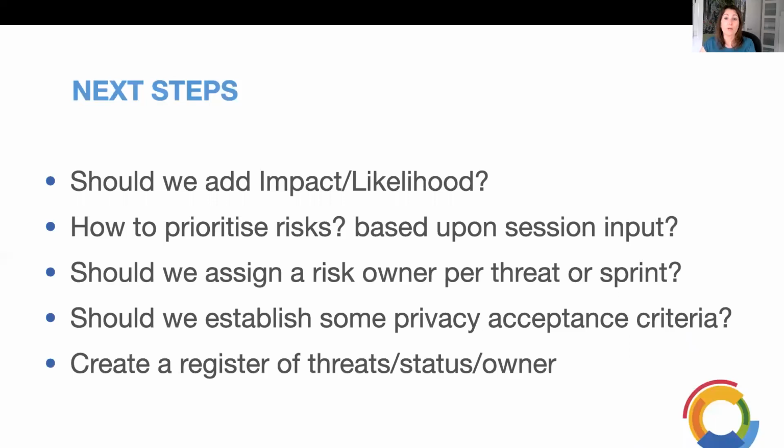And looking forward, what are our next steps? We have some process-related questions like, should we add impact and likelihood? How to prioritize risks? And should we establish some privacy acceptance criteria? And this could also help us eventually to better define when a threat has been solved. But we also want to create a register for threats. This could be so simple as labeling issues in JIRA, if that's the tool you use, for instance.